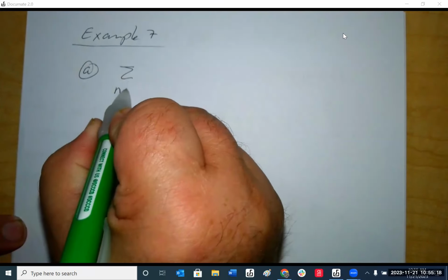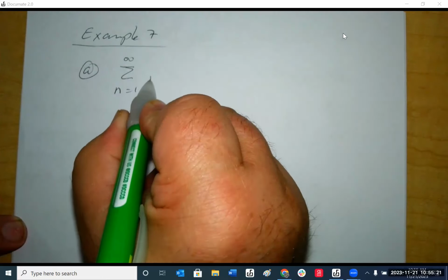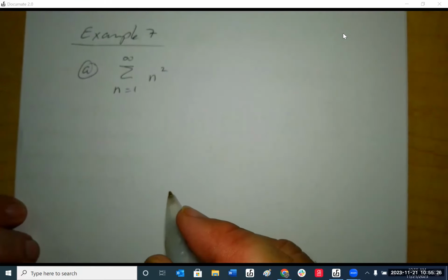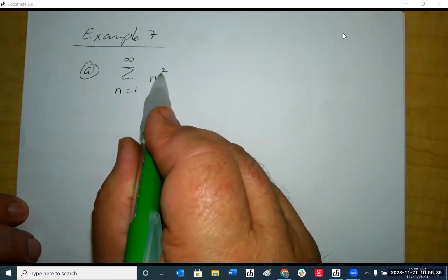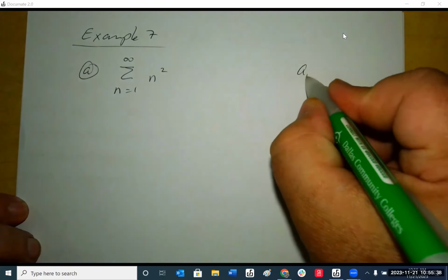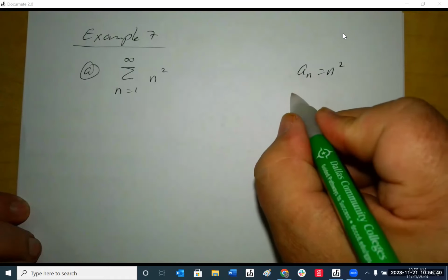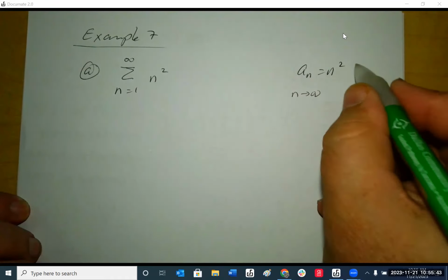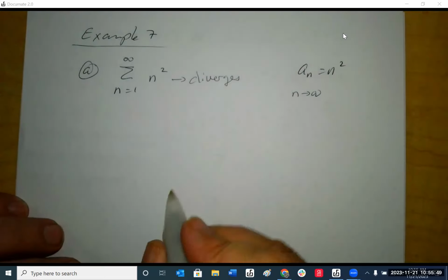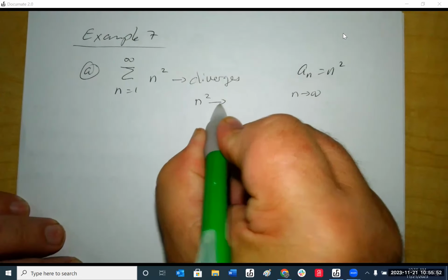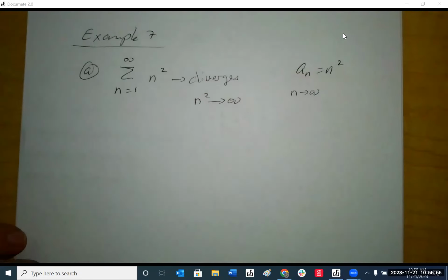So A, the summation as n goes from 1 to infinity of n squared. So does it converge or diverge? As n goes to infinity, what happens with this? Remember, our a sub n is n squared. As n goes to infinity, this one goes to infinity, so it diverges. n squared as n goes to infinity goes to infinity even faster.